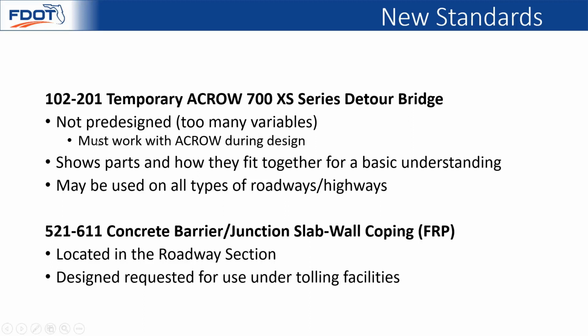Now, the other new one we added was the concrete barrier junction slab wall copings with FRP. Now, this was added for Turnpike mostly because they need the non-conductive materials under the tolling facilities. But it's very, very similar to the 521-610 concrete barrier junction slab. And it can also be used where you need something that's corrosion resistant.